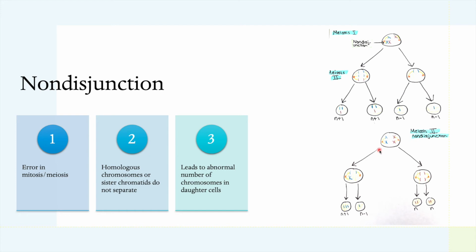In this scenario, nondisjunction occurs in meiosis II. So the two daughter cells produced from meiosis I have the normal amount of chromosomes. However, nondisjunction occurs in this daughter cell, leading to gametes that have either an extra chromosome or a missing chromosome. For this daughter cell, on the other hand, the two gametes produced are normal because nondisjunction does not take place.